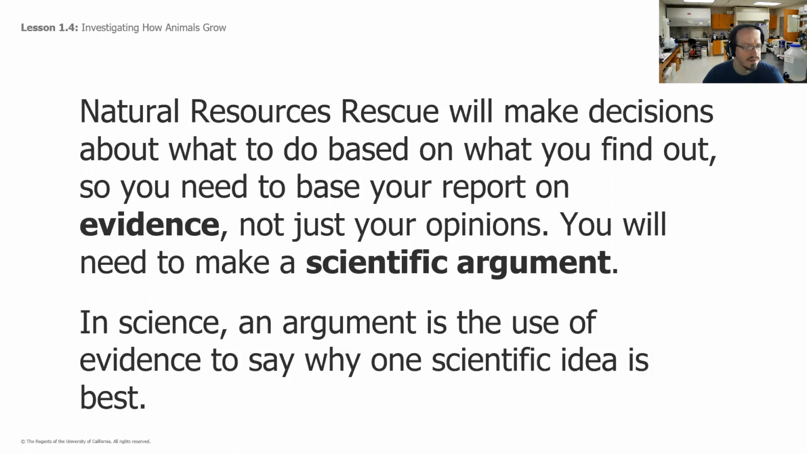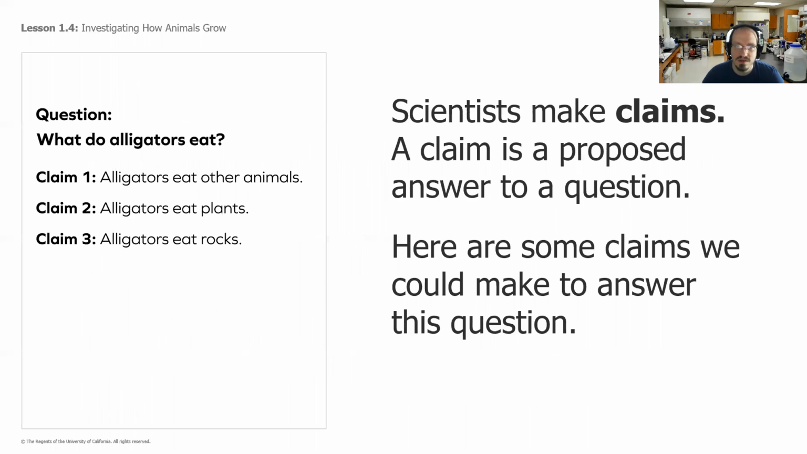So let's use a quick example to help us understand what an argument is and how we can use evidence to support our scientific ideas. So in our example, we're going to answer the question, what do alligators eat? So before we start arguing, scientists are going to make claims. So a claim is a proposed answer to a question. It might not be the right answer, but it's an answer we came up with, and we're going to see how good it is. So here are a few different claims we could make to answer this question.